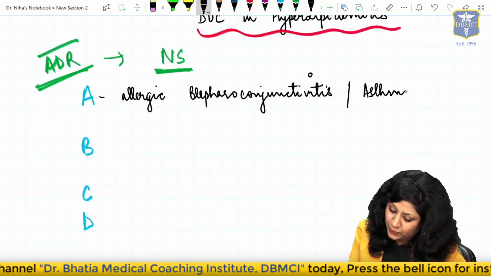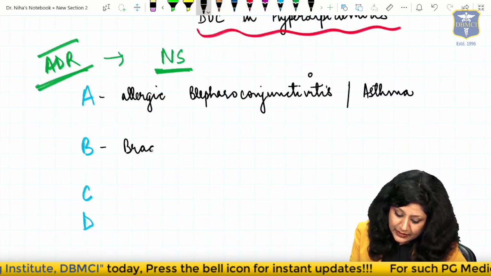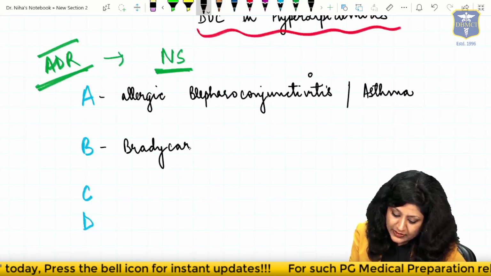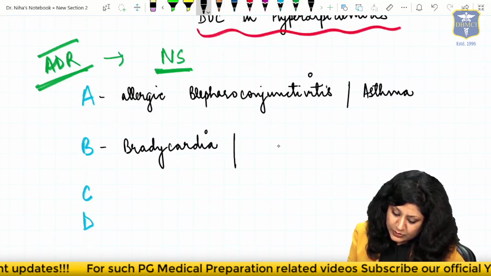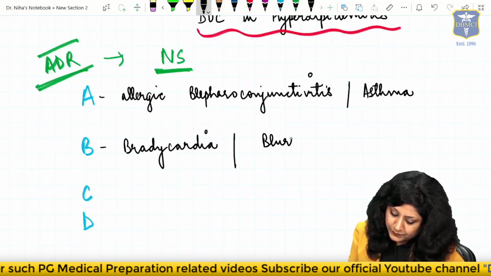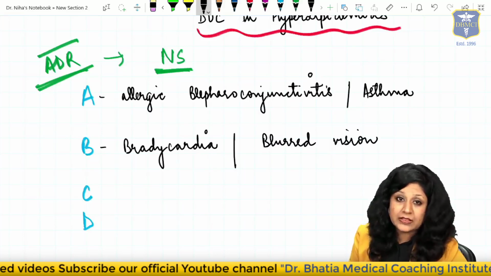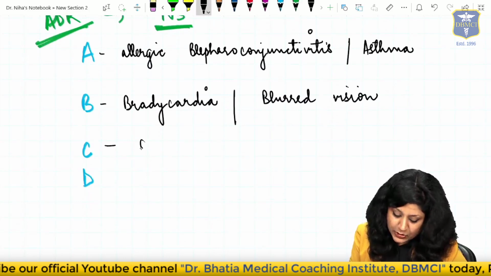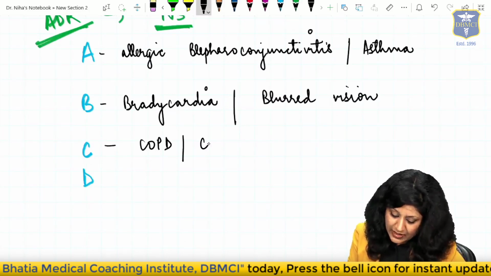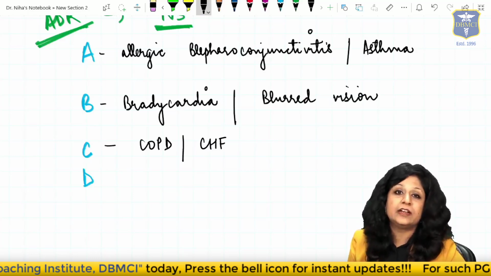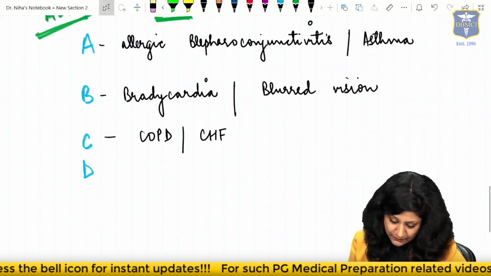Okay, A for asthma. Similarly, B is for the bradycardia. So this drug is contraindicated in cases of bradycardia. Also, it is causing the blurred vision. Okay. Then C is for COPD. Remember the chronic obstructive pulmonary disease. Then we have congestive heart failure. It can also cause congestive heart failure, right. Then we have D.